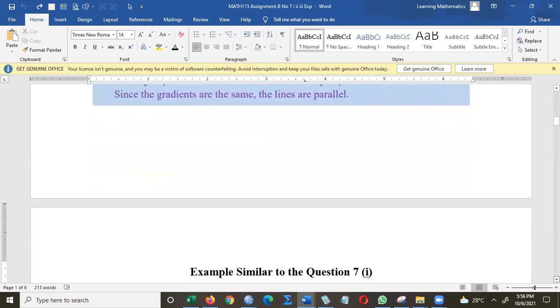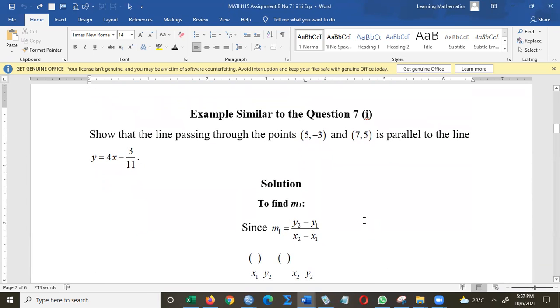Now we have an example similar to the assignment. It says, show that the line passing through the points (5, -3) and (7, 5) is parallel to the line y = 4x - 3/11. Since y is the subject of the formula, and the coefficient of x is 4, this line has a gradient of 4. So when we calculate the gradient of the line that passes through those 2 points, we must get 4 also. That is how we're going to show that the lines are parallel, by calculating the gradient here and comparing it with this one, and we're supposed to get 4.